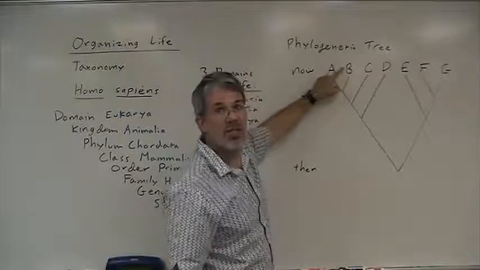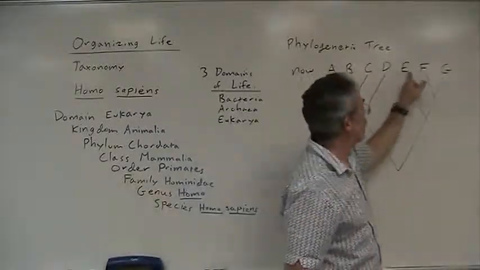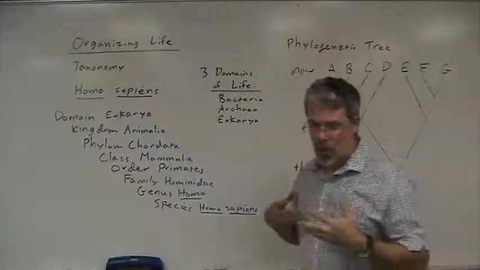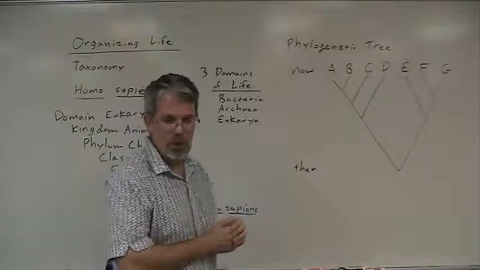Now A and B are considered sister groups. A, B, C, D is a sister group to E, F, G. So that's what we have here with phylogenetic trees, branch points and groups within groups.